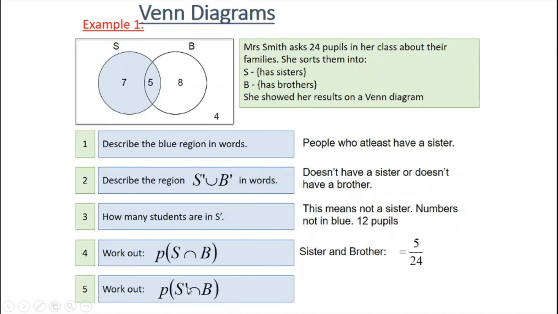This one, not S and B, so no sisters and having a brother, are the 8 out of 24. Remember, you don't have to simplify it because it's probability.